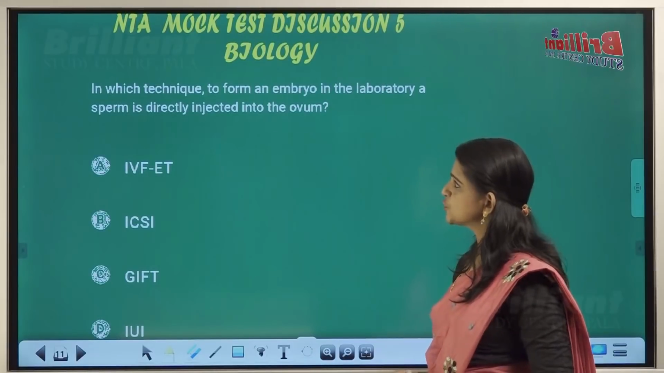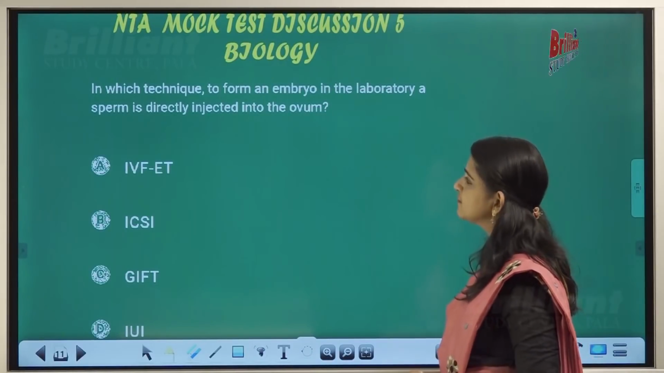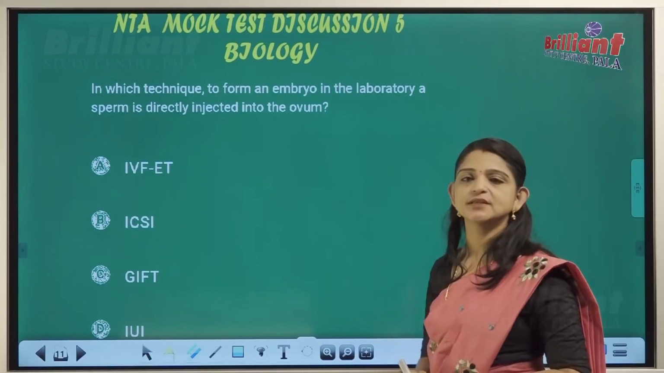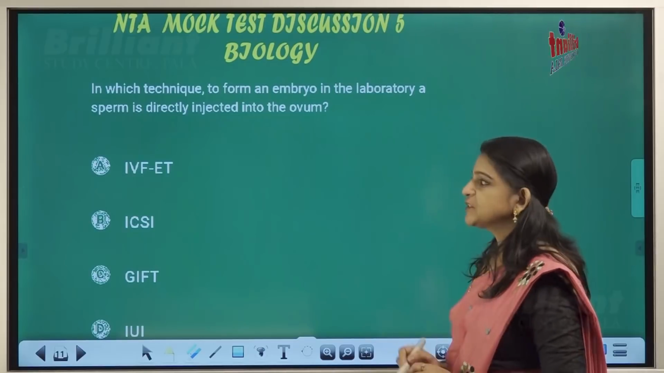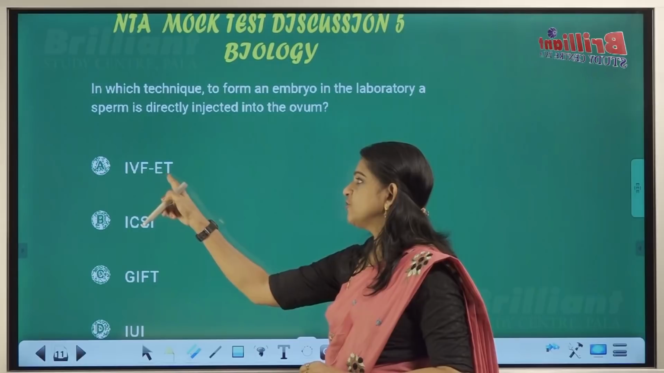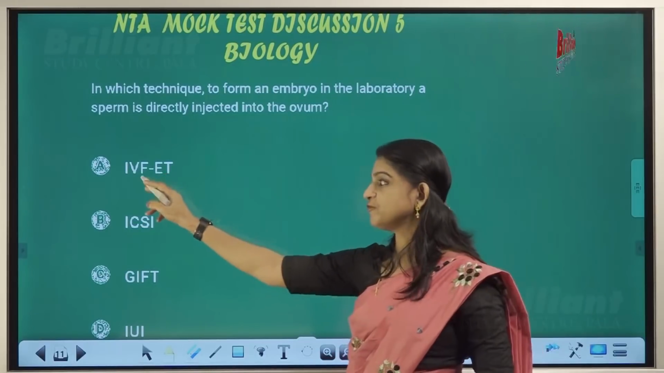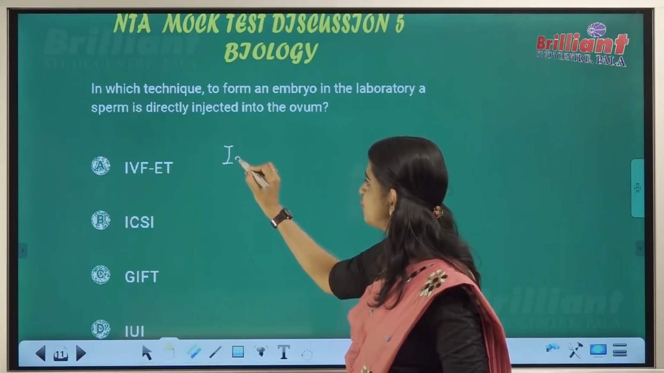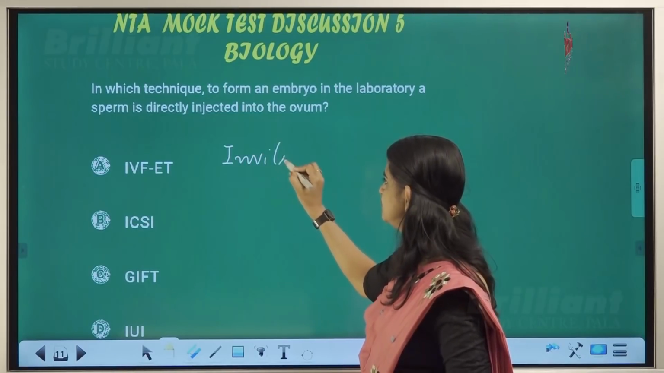In which technique to form an embryo in the laboratory, a sperm is directly injected into the ovum? First we will look into the options. First one, IVF ET. What do you mean by IVF? In vitro fertilization.